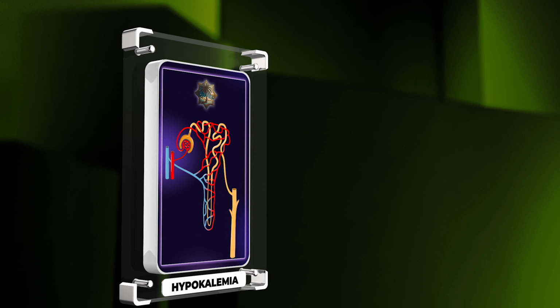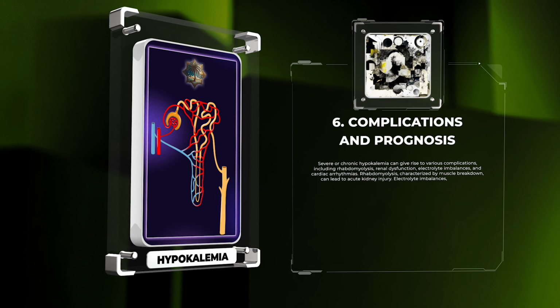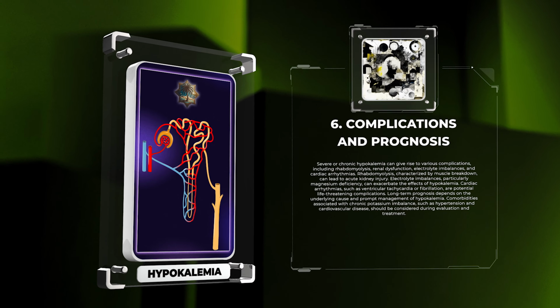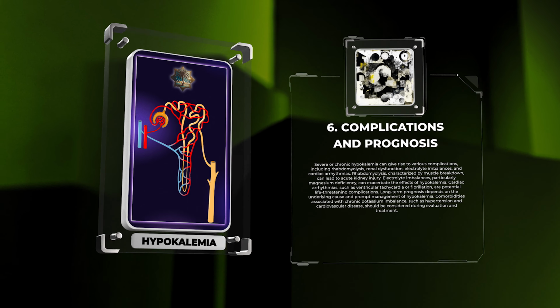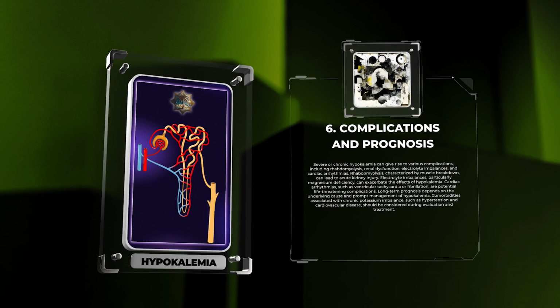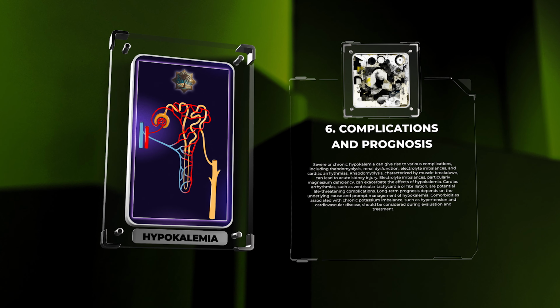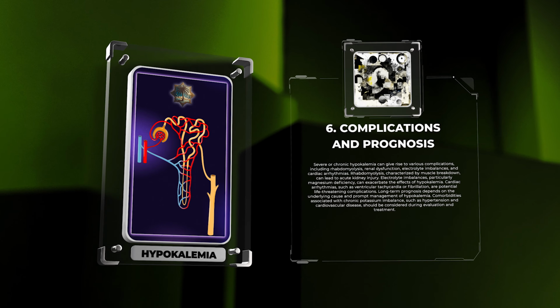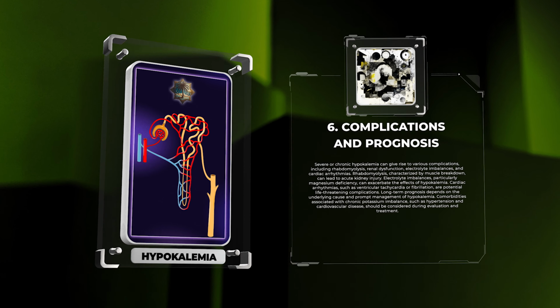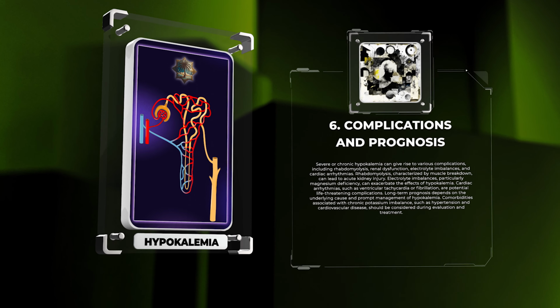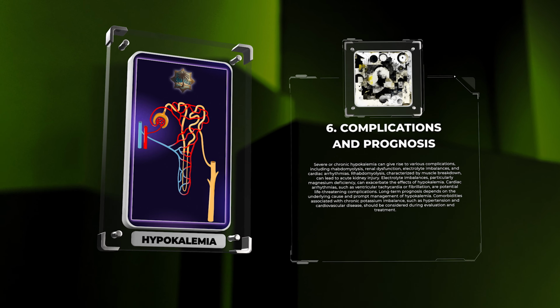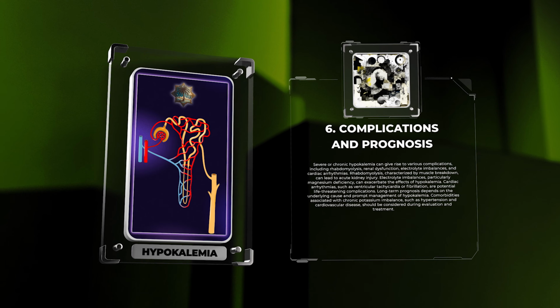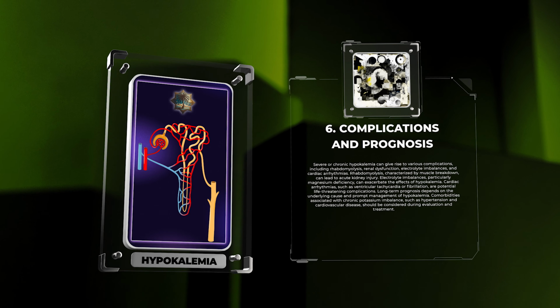Severe or chronic hypokalemia can give rise to various complications, including rhabdomyolysis, renal dysfunction, electrolyte imbalances, and cardiac arrhythmias. Rhabdomyolysis, characterized by muscle breakdown, can lead to acute kidney injury. Electrolyte imbalances, particularly magnesium deficiency, can exacerbate the effects of hypokalemia. Cardiac arrhythmias, such as ventricular tachycardia or fibrillation, are potential life-threatening complications.